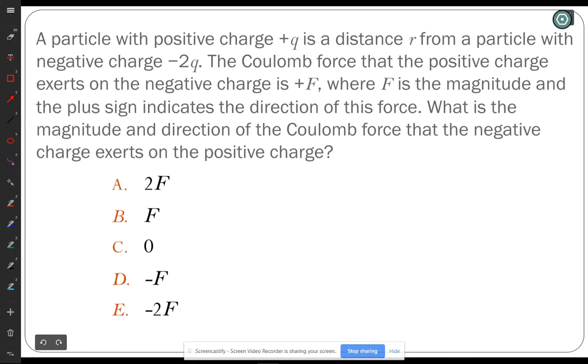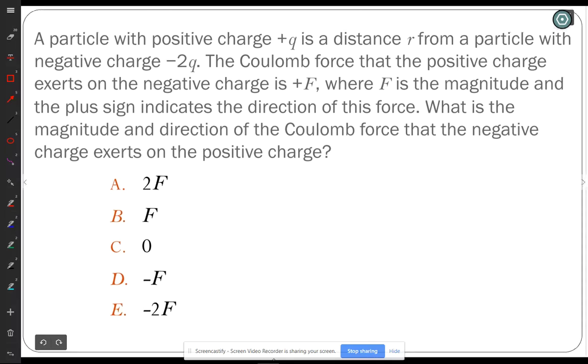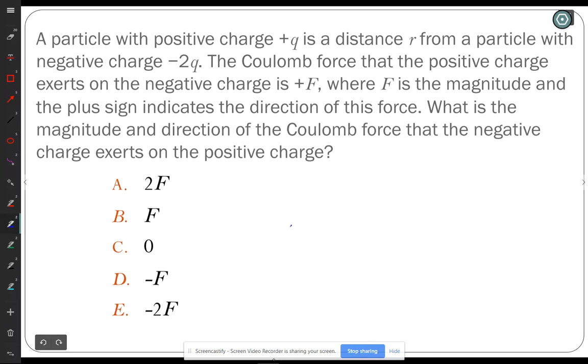First, a question that relates to what we've been talking about. A particle with a positive charge of plus q is the distance r from a particle with a negative charge of minus 2q. And the Coulomb force that the positive charge exerts on the negative charge is written as plus F.